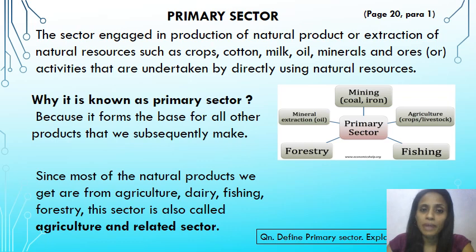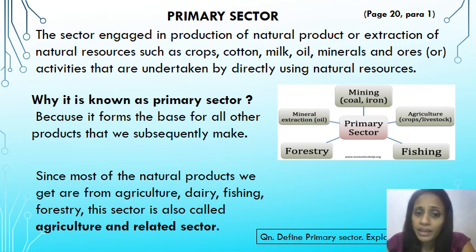Let us start with primary sector. In each slide, I have mentioned the page number and the paragraph we discuss. Okay, how can we define the primary sector? The sector which is engaged in the production of natural product or extraction of natural resources, or the activities which are undertaken by directly using natural resources. For example, agriculture, fishing, mining, mineral extraction, forestry, all these things we can quote under primary sector.